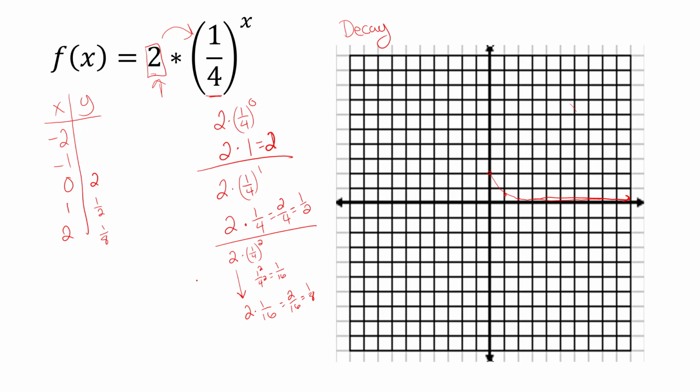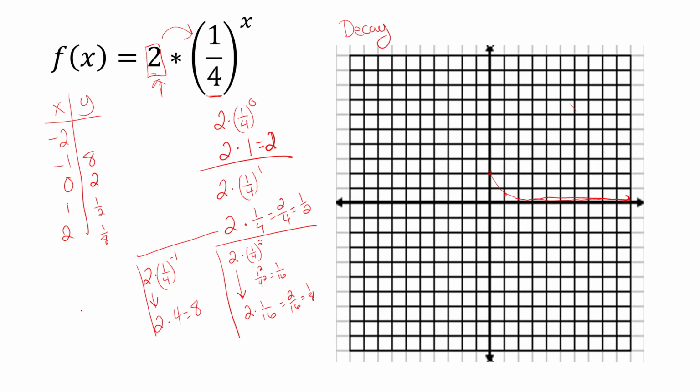All right, let's plug in a -1. So we have 2 times 1/4 raised to the negative first power. And what we learned from our previous problem was that the negative power is going to invert or flip our fraction. So we can bring down the 2. We end up with 2 times 4 to the first power, which is equal to 8.